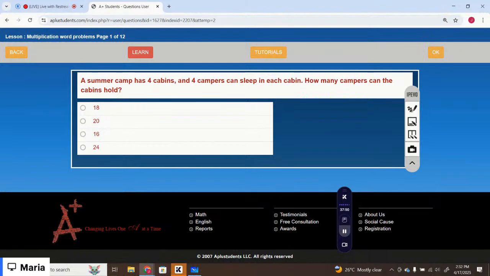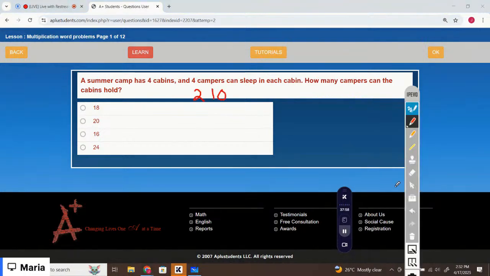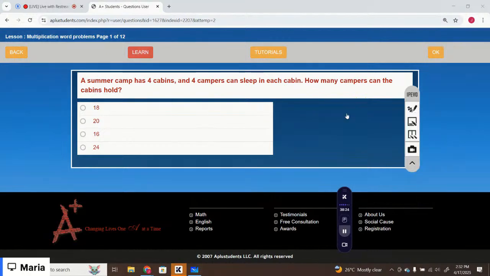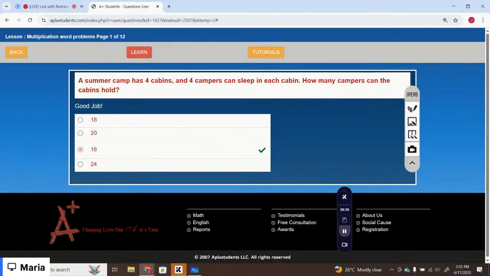A summer camp has 4 cabins and 4 campers can sleep in each cabin. So how many campers can the cabins hold? So we have the total 4 cabins and in each cabin 4 campers can sleep. So we can find the total campers by 4 times 4. So 4 times 4 equals 16. Option number 3 is the correct option.